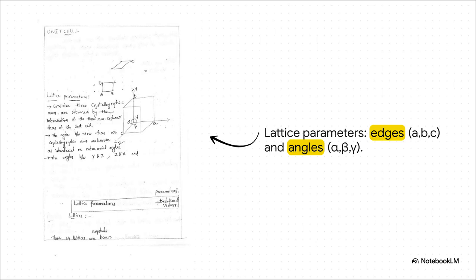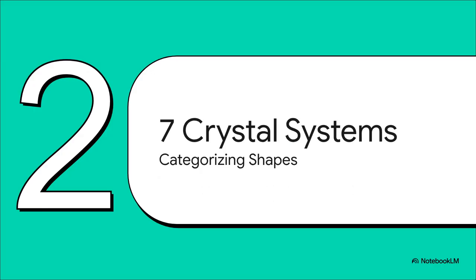Now, how do we actually measure that microscopic brick? Just like defining the dimensions of a room in your house, we define this unit cell using its lattice parameters. We're looking at 3 edge lengths, which we call A, B, and C, and the 3 angles between them, alpha, beta, and gamma. It's wild, but by just slightly tweaking these lengths and angles, nature can build completely different materials.